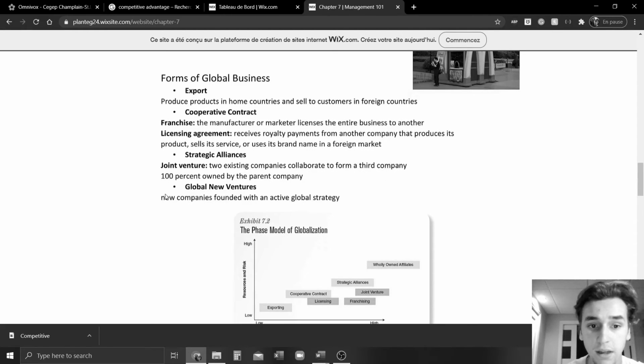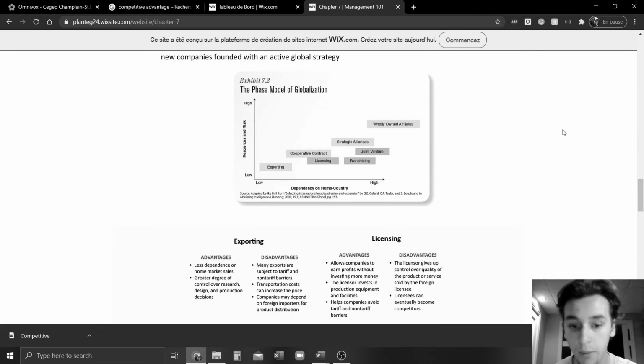Strategic alliances include joint ventures. This is when two existing companies collaborate to form a third company. It is 100% owned by the parent companies. And then global new ventures are new companies that are founded in order to go global right away. So they want to sell in foreign countries right away, and they opt for a strategic way.